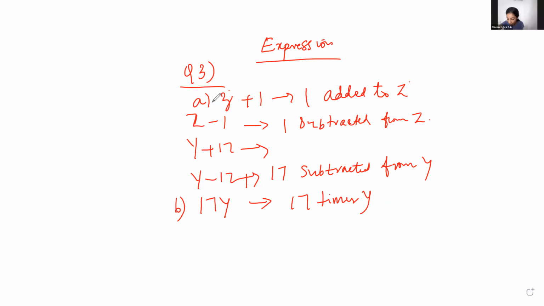Excuse me, ma'am. Yes, Karna. Ma'am, 17Y. Can we say 17 times Y? Yes, that is another way of writing. Ma'am, somebody has given me the answer. Now, another way: 17 point Y.